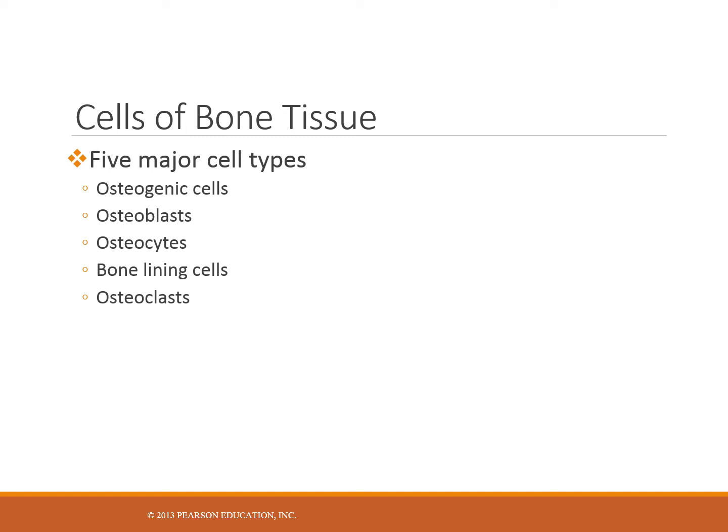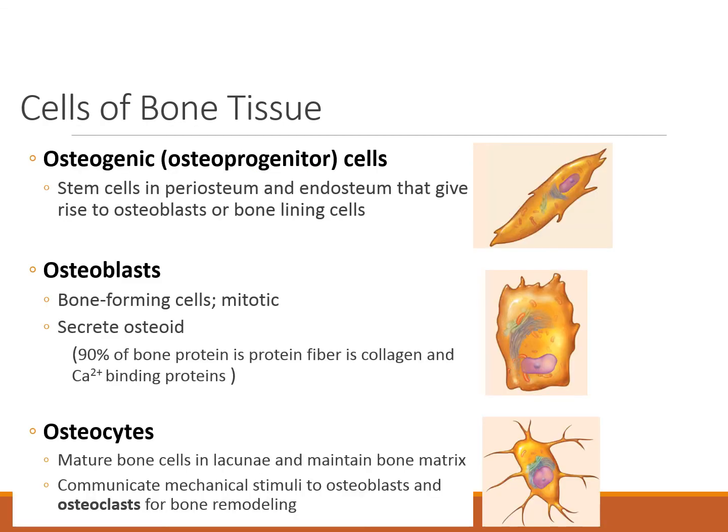At this point, you've heard me mention the names of several bone cells at different points during this lecture. Let's take a look at what they are and what they do. There are 5 major cell types in bone. You have the osteogenic cells, osteoblasts, osteocytes, bone lining cells, and osteoclasts. Osteogenic cells are also called osteoprogenitor cells. These are stem cells located in the periosteum and endosteum, and they change as needed to become osteoblasts or bone lining cells.